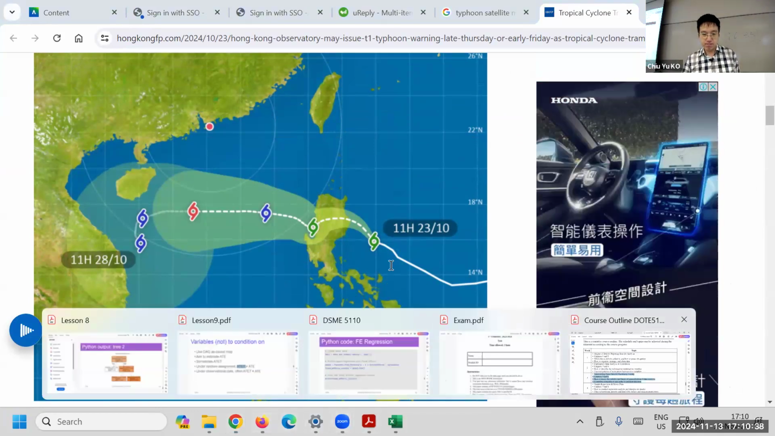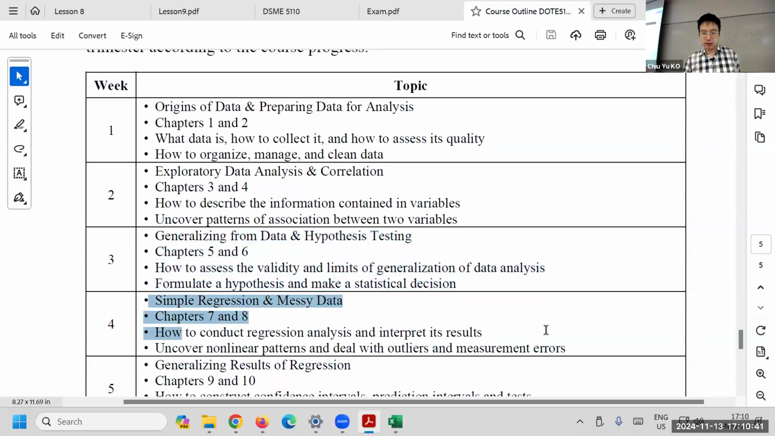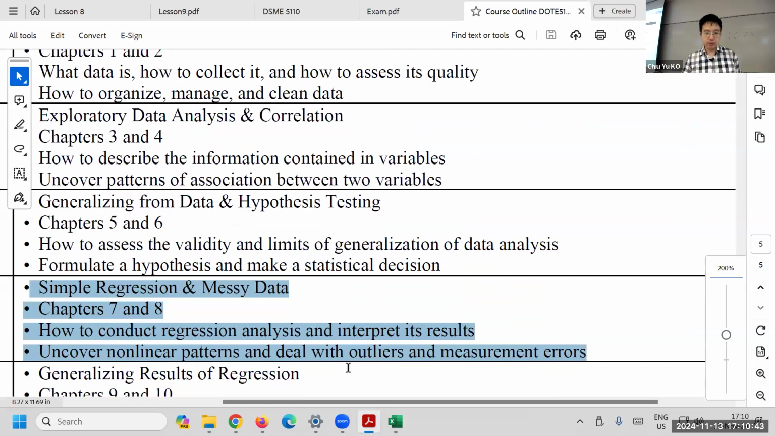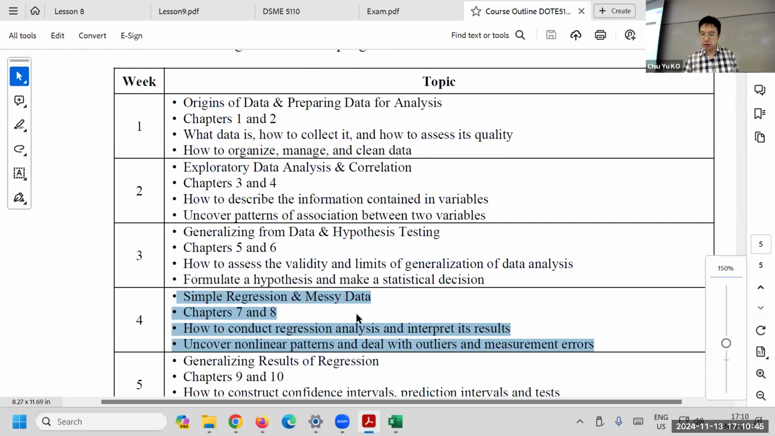In this week 4, we ran a lot of regression, right? The simple regression, and the messy data tell us whether you take a log on the y, on the x, whether you take a square, whether you want an interaction term. Nonlinear regression, you have the bin scatter plot, right? And these are there.